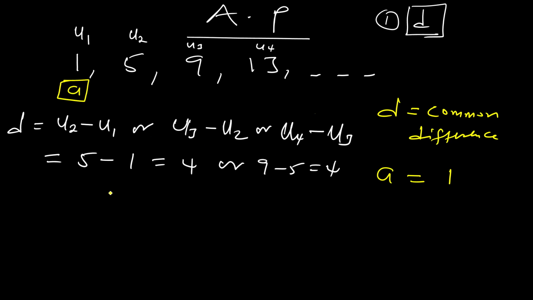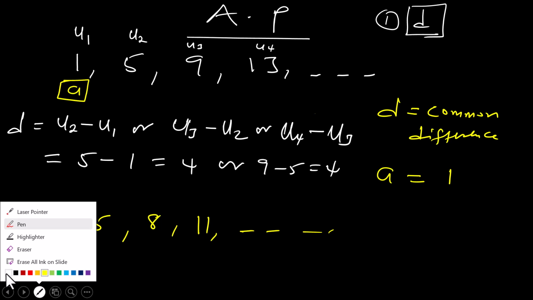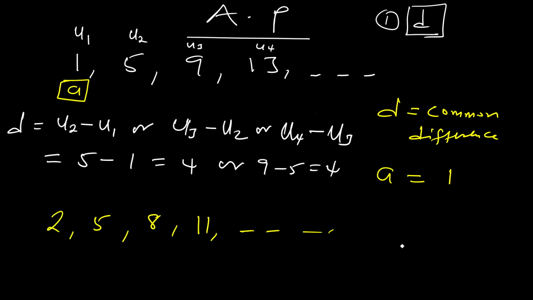All right, so let's consider the following: 2, 5, 8, 11. So what's the first term here? My first term, that is A, is 2. Then my common difference is simply 5 minus 2, which is 3. So that is that.